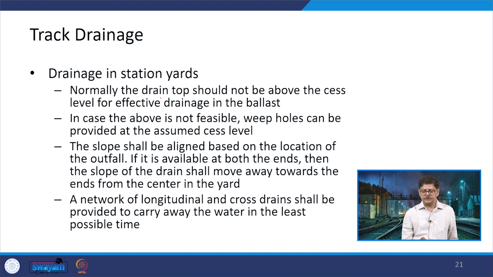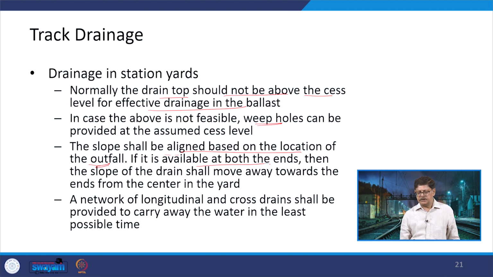Then normally the drain top should not be above the cess level, and the effective drainage in the ballast has to be ensured. In case the above is not feasible, then what we do is we provide weep holes at the assumed level of the cess, so that the water will come through these weep holes into the drain. The slope shall be aligned based on the location of the outfall.